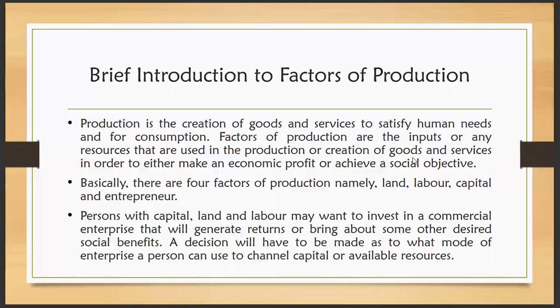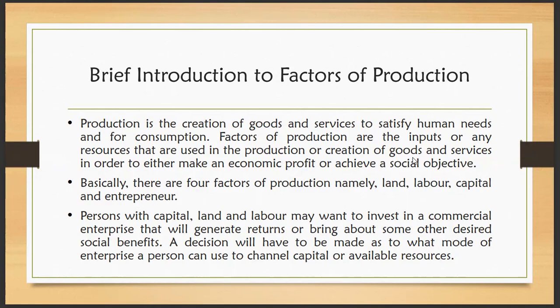You have production either to make economic profit or to achieve a social objective, as the case may be. Economists will tell us that we have four factors of production, namely land, labor, capital, and entrepreneur. Persons with capital, land, and labor may want to invest in a commercial enterprise that will generate returns or bring about some other desired social benefits.